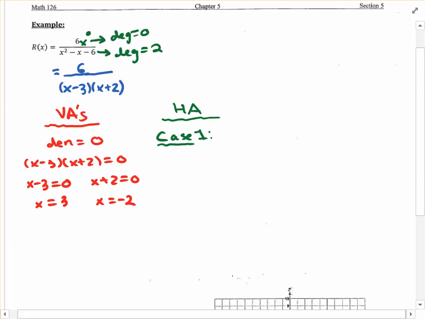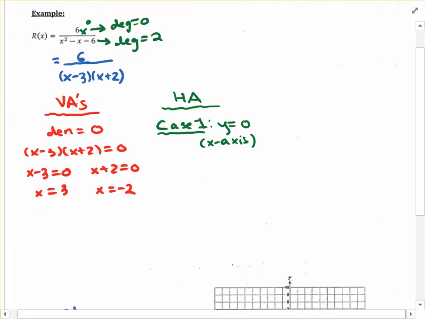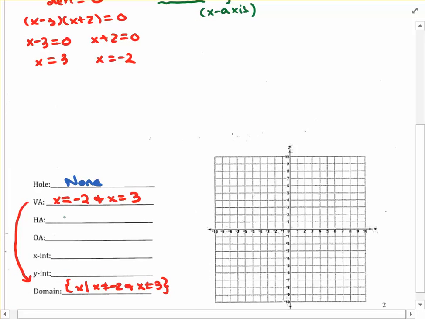By case 1 I'm referring to the cases from the previous section, which says that if the degree of the numerator is less than the degree of the denominator, then your horizontal asymptote by default is going to be y equals 0, which of course is the x-axis. So down in our little laundry list here where it says HA, go ahead and put y equals 0. Now, because we have a horizontal asymptote, or more properly, since we're in a case 1 situation, we're not in a case 3 situation, therefore we won't have an oblique asymptote. So where it says OA for oblique, we can go ahead and just put none.